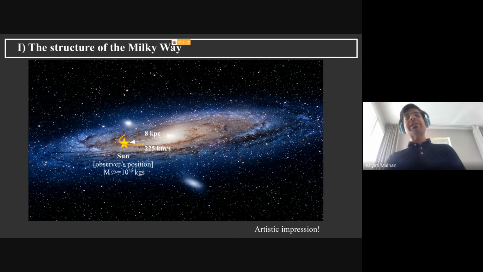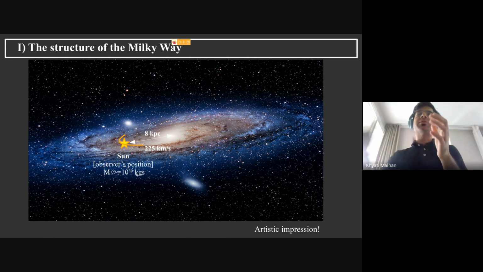Right, so this is what the Milky Way looks like. And please note, this is an artistic impression. So for instance, we of course are in the frame of reference of the sun. So we are not at the center of the galaxy. We are at the sun, which is about 8 kiloparsec distance from the center of the galaxy, moving at a speed of about 225 kilometers per second. And the mass of the sun is 10 to the 30 kg.